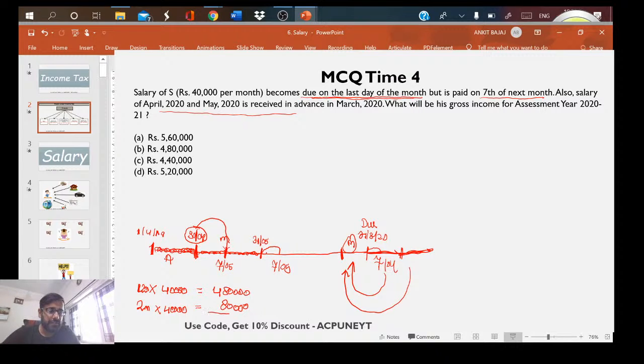Sir, what is the correct answer? Correct answer is 5 lakh 60,000. So here option A is correct. Whatever advance salary is received by the employee, it will be taxable under the head salary. So hopefully this point is clear to everyone.